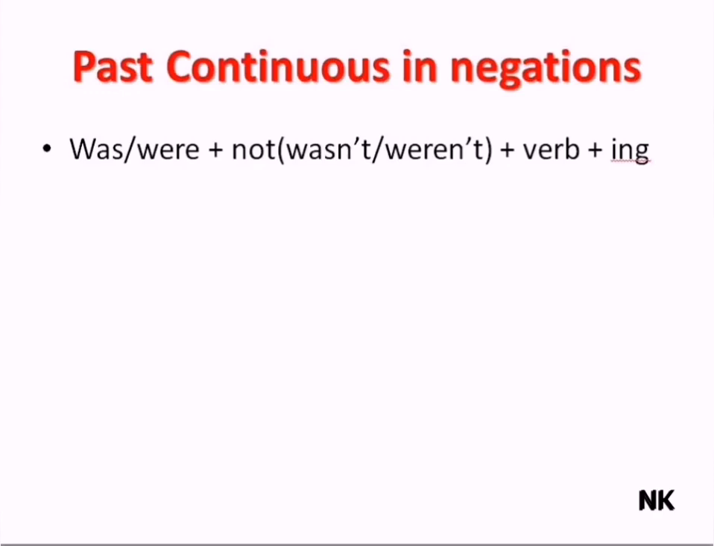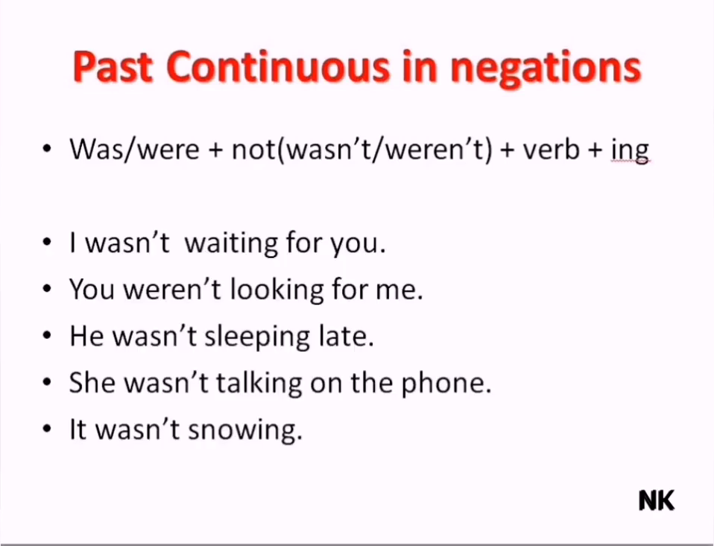Now let's have a look at the past continuous in negation. Again, we use the past simple form of the verb to be. So either was or were, but we add not to it, contracting it into wasn't or weren't, the base form and the ing. I wasn't waiting for you. You weren't looking for me. He wasn't sleeping late. She wasn't talking on the phone.